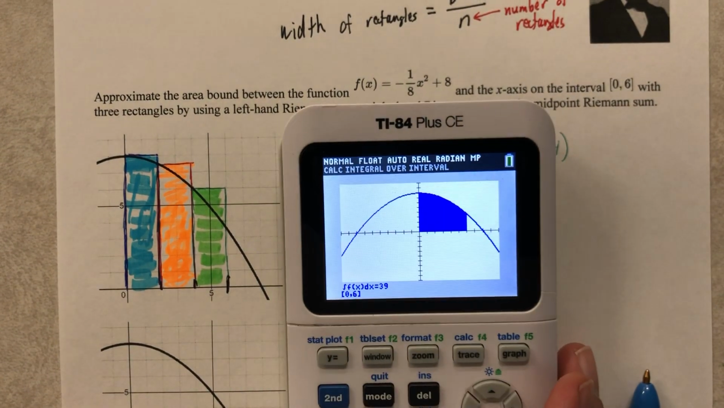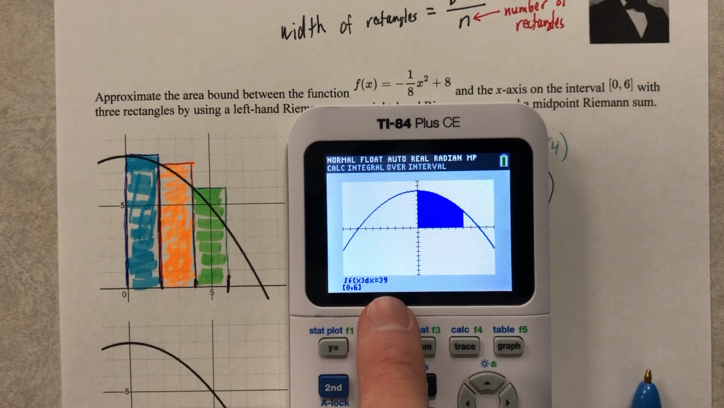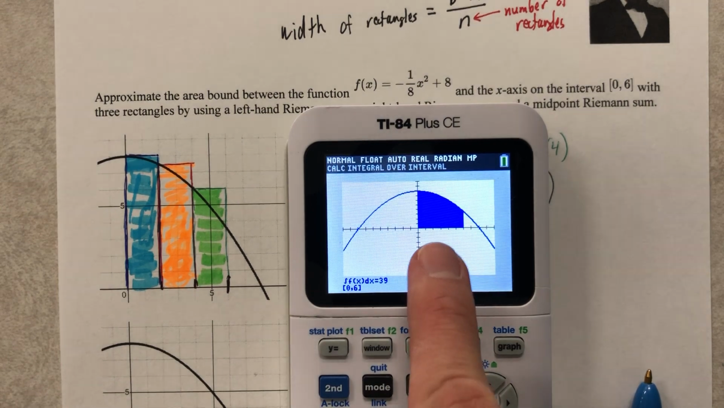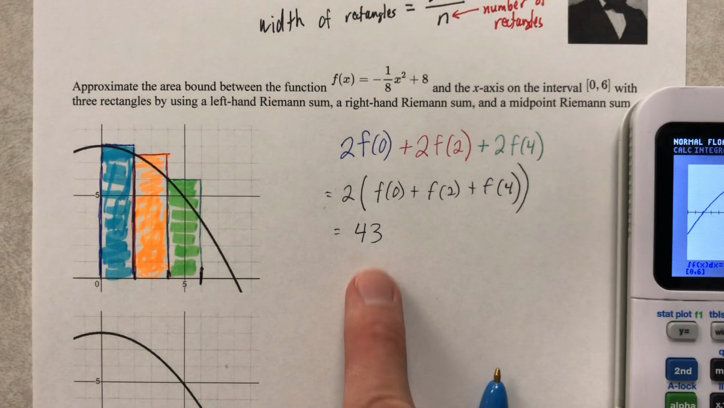I want to know that exact area right there. Okay, that's what we're dealing with. In case you care, the exact answer is 39. You're going to figure that out later in a different lesson. But if I wanted to know that exact area, and I got 43, I got too much.